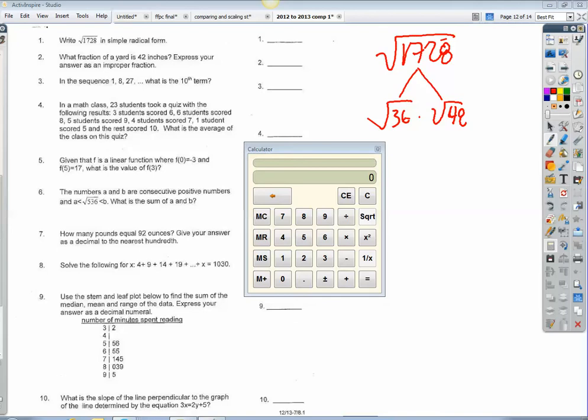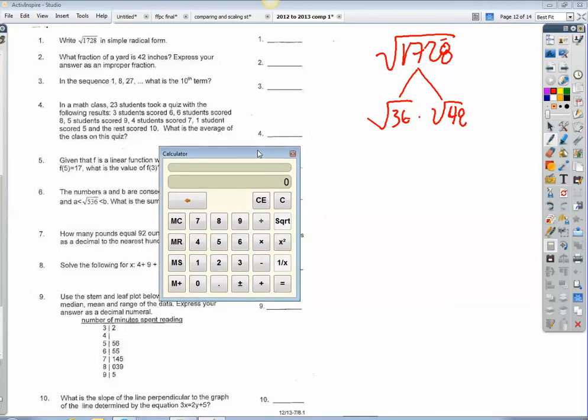So again, in simplest radical form, we are looking for a perfect square factor. And I went out on a limb and I said 36 went into 1,728.